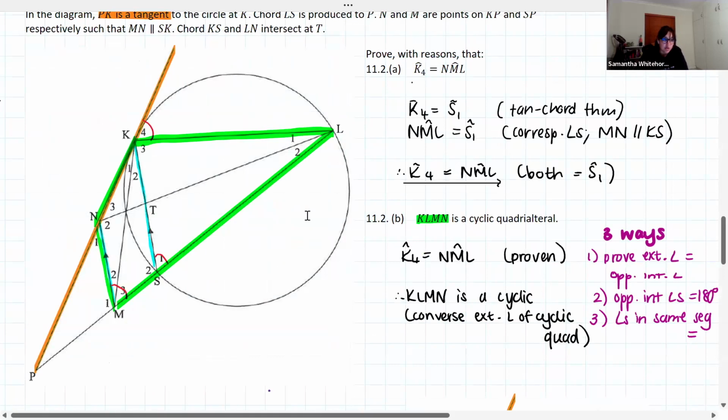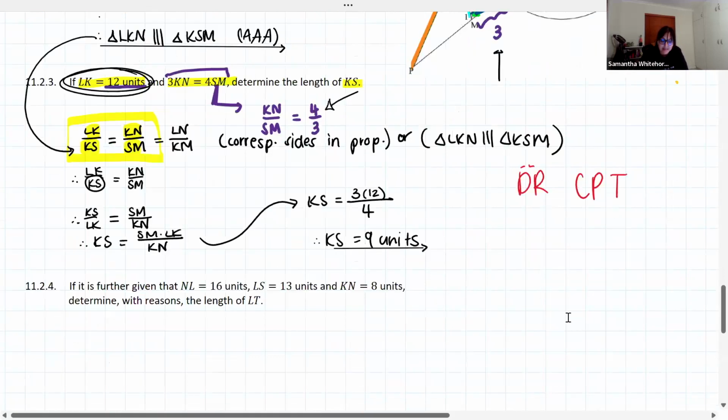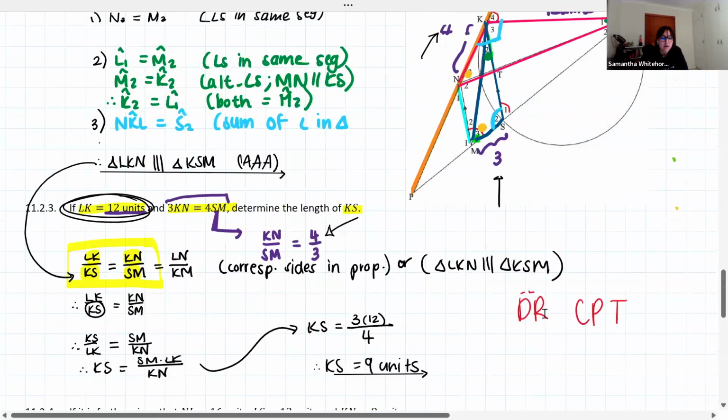The second you get a circle geometry question, go to Dr. CPT and identify those 5 things. Whether it means you highlight them for yourself or whatever you're going to do, those 5 things, if I'm giving it to you in the information, you're going to use them. So if I'm giving you a diameter, you're going to use angles and same seg. If I'm giving you parallel lines, you're going to use one of the parallel line reasons. Exactly like we saw here. We use tan chord and we use corresponding angles.